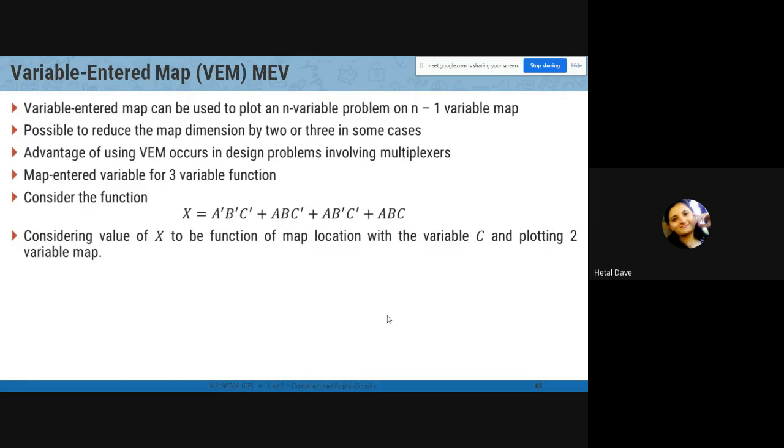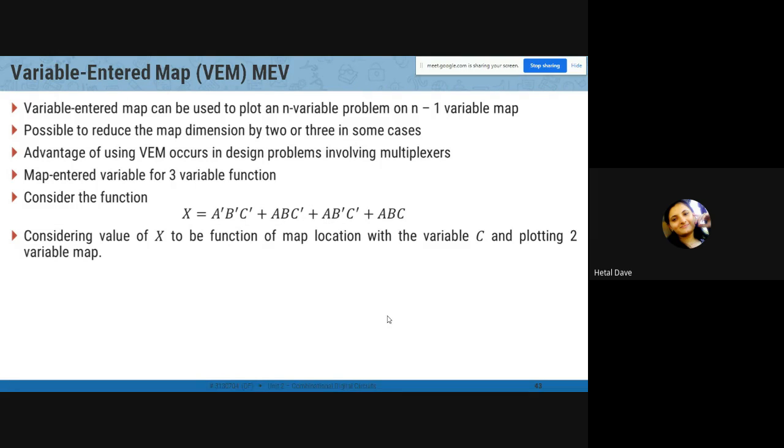Okay, again, the topic is divided into two parts: construction of the VEM, and then how the equation can be solved. So let's take one equation. X is equal to A bar B bar C bar, or A B C bar, or A B bar C bar, or A B C. First of all, we will see how the map is constructed.